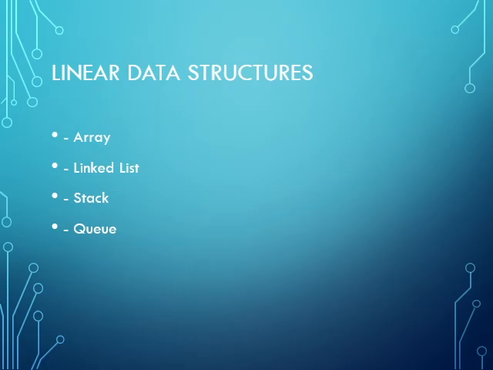Let's move forward. Linear data structures. Linear data structures are the simplest form of data organization. They include arrays, linked lists, stacks, and queues. These structures arrange data in sequence, and their simplicity makes them perfect for many day-to-day problems in programming.